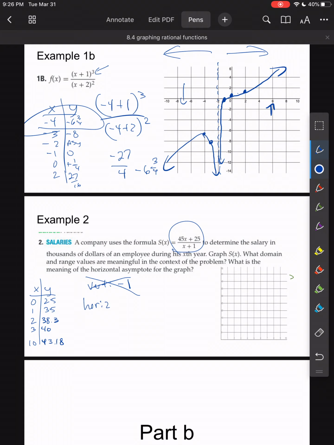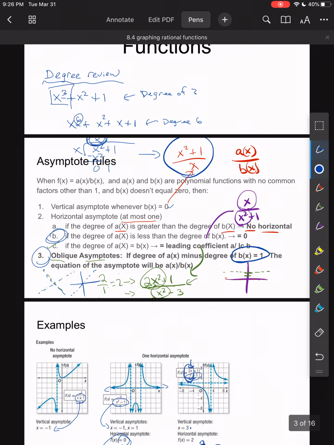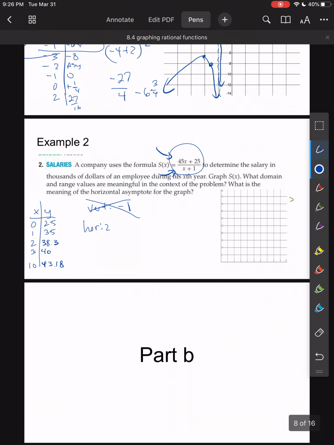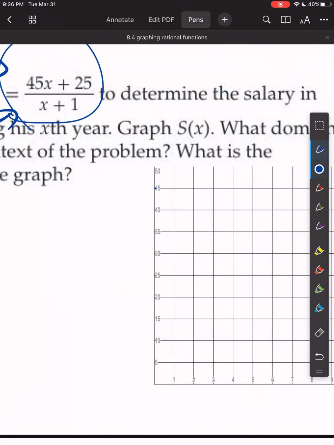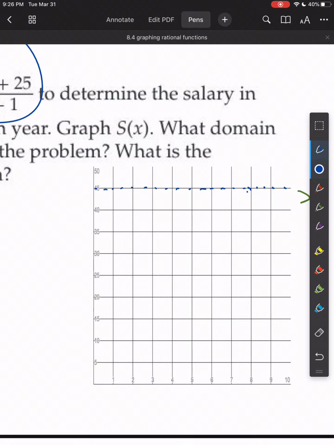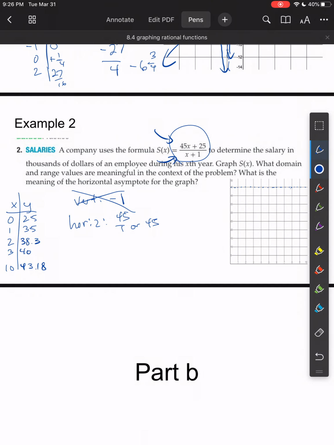For the horizontal, we have the degree of the numerator the same as the degree of the denominator. What that means is we have to follow rule C for horizontal asymptotes, which is the leading coefficient rule. So the horizontal asymptote for this would be 45/1, or just 45. So at 45 on this graph, I have a horizontal asymptote. Technically, if I choose values to plug in, I should never cross that horizontal. So that's kind of a guide for us.